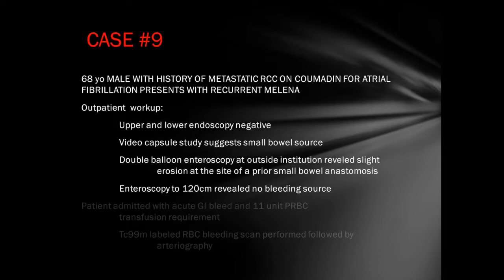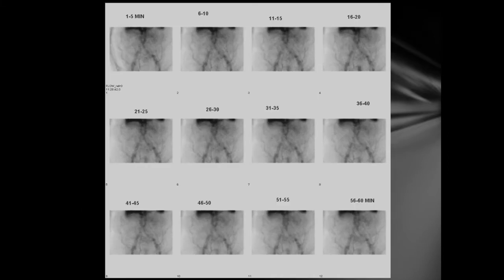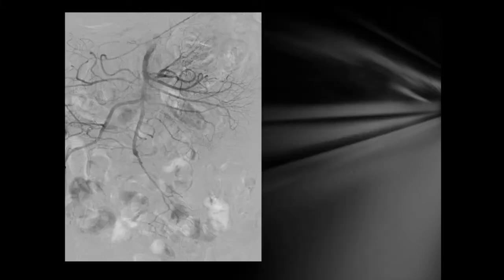A double balloon enteroscopy revealed a slight erosion at the site of a prior small bowel resection anastomosis, and push enteroscopy to 120 centimeters failed to reveal the source. The patient was then admitted with an acute episode of GI bleeding requiring 11 units of packed red blood cells. A bleeding scan was performed but was negative, and he was sent to the IR suite.